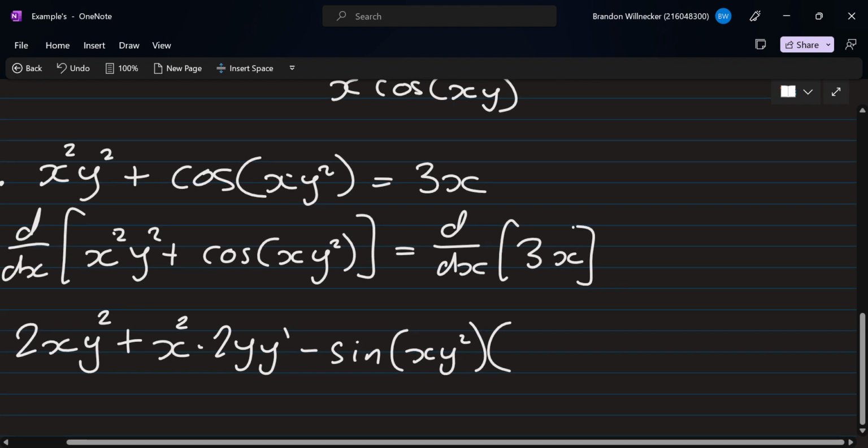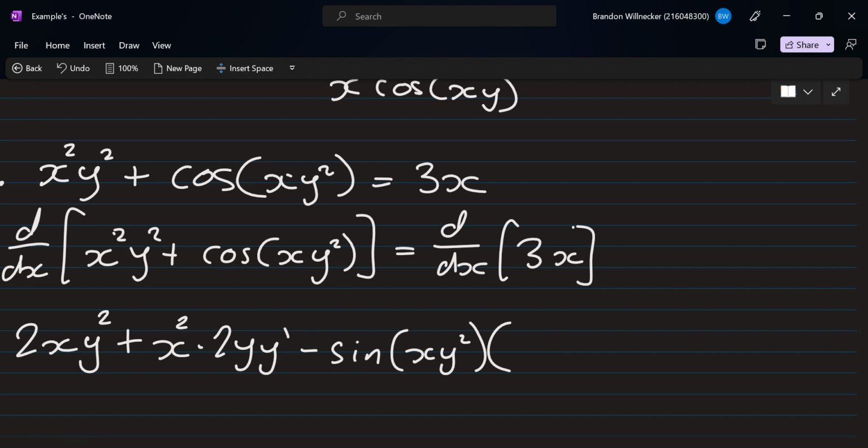times, now we take the derivative of the inside part, noting that we need to use the product rule and chain rule where necessary. So the derivative of x, that's just going to be 1, so we can just write y squared, plus, we leave the x alone, the derivative of y squared, we need to use the chain rule, so that's times 2y, y prime.